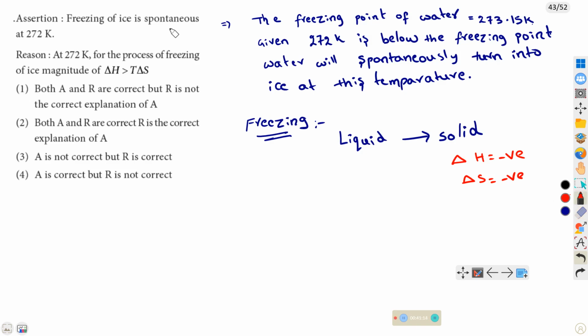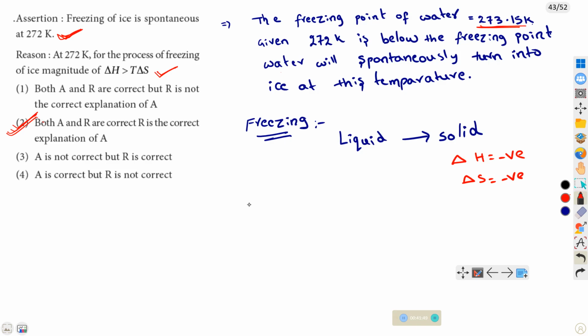Freezing of ice is spontaneous at 272 kelvins. Assertion correct. How? The freezing point of water is 273.15 kelvins, but the given temperature 272 kelvins is below the freezing point of water, so the process will take place spontaneously. At 272 kelvins, for the process of freezing of ice, the magnitude of delta H is greater than T delta S. This is also correct. A is true, R is also true. R is the correct explanation of A.